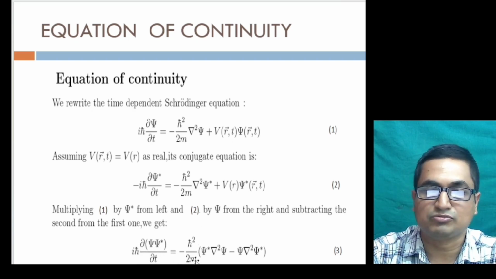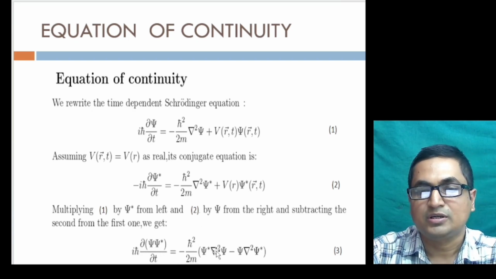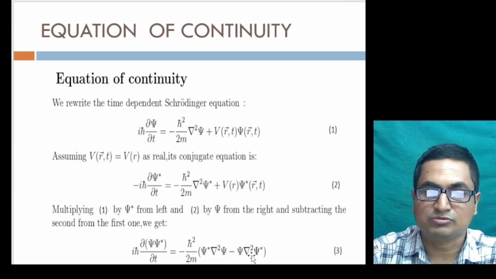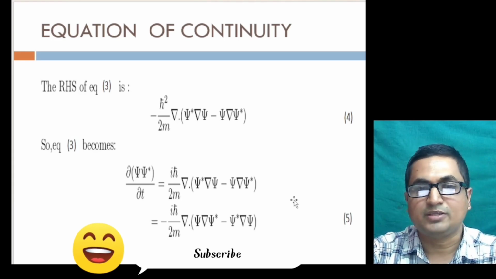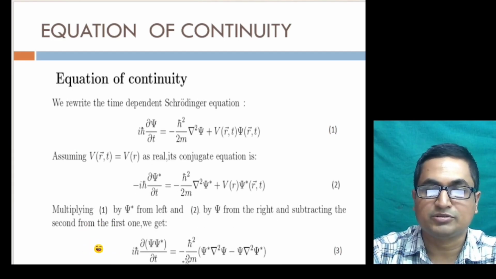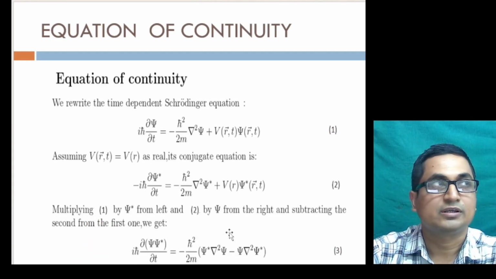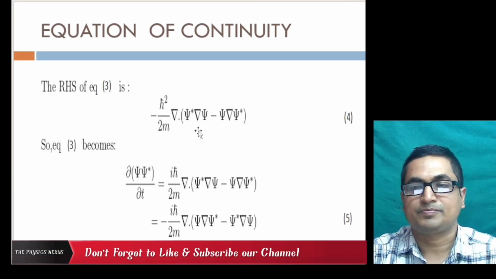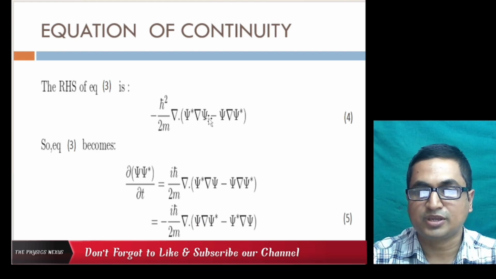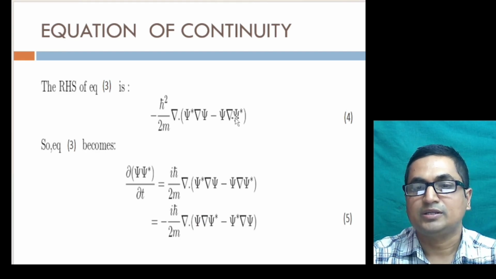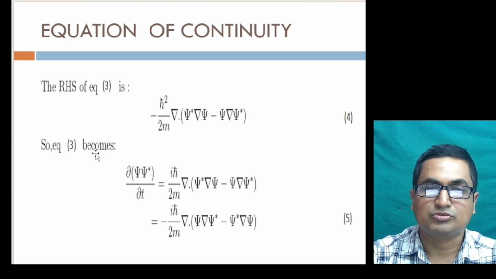equal to minus ħ² by 2m [psi star ∇² psi minus psi ∇² psi star], equation 3. Then the right-hand side of equation 3 can be written like this: ∇ · (psi star ∇psi minus psi ∇psi star), equation 4. So equation 3, with the help of equation 4, takes this form.